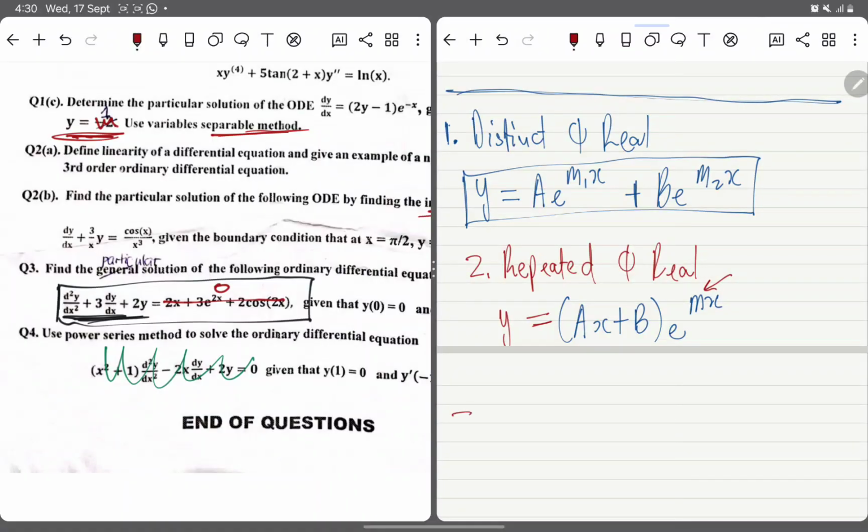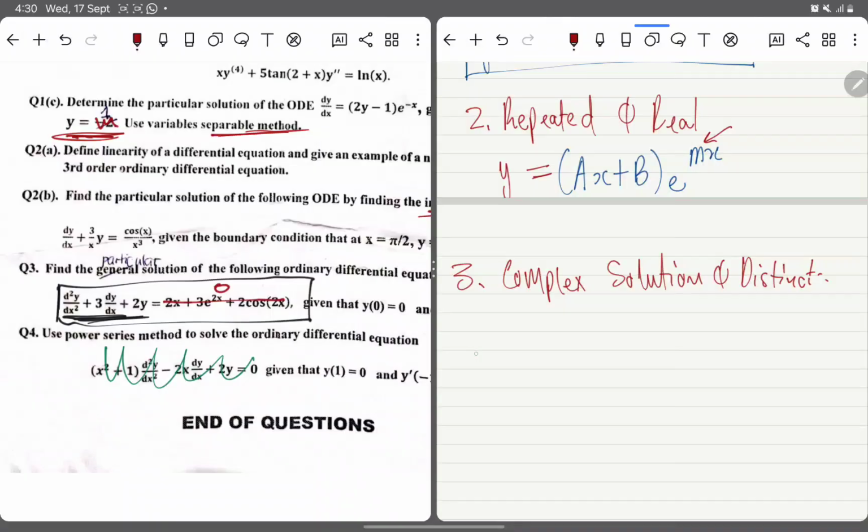Are you hearing me? Then the third case is if you get them being complex. So if you now get two complex solutions, they are also distinct. There will be two different solutions. Now you are going to have a complex number.